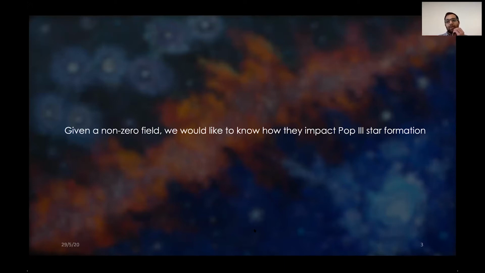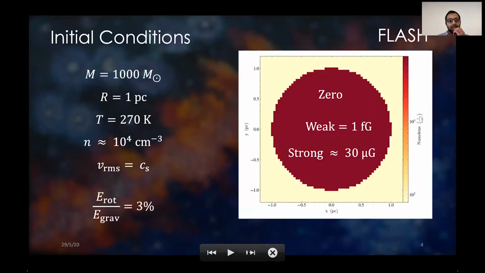So star formation in the primordial universe is a very, very different problem than star formation in the current day universe. And this is one of the reasons why the effects of magnetic fields or radiation feedback, for example, haven't been explored a lot when we talk about population 3 star formation.